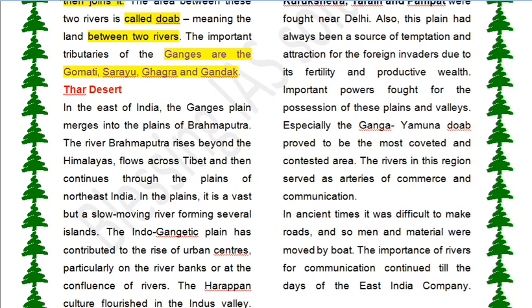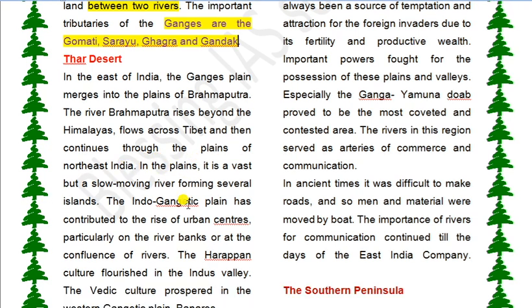In the east of India, the Ganges plains merge into the plains of Brahmaputra. The river Brahmaputra rises beyond the Himalayas and flows across Tibet and the countries through the plain of northeast India. In the plains, it is a vast but slow-moving river forming several islands.